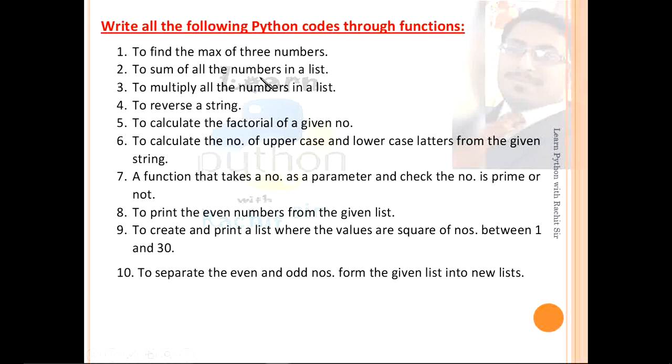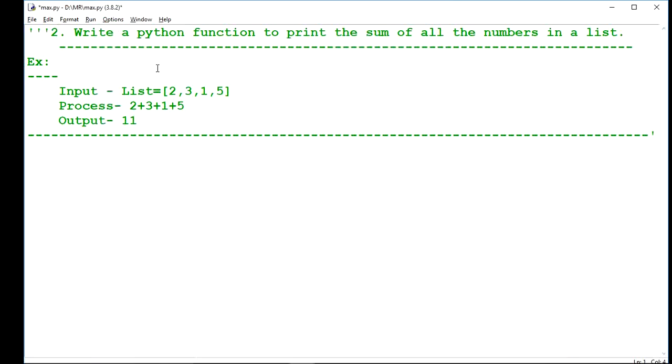To find the sum of all the numbers in a list. Example, suppose the user has input these 4 numbers and stored all 4 numbers into a list. This is the process. First of all it will take the first number, then add the second number and add the third number, then add the fourth number. 2 plus 3 is 5, 5 plus 1 is 6, 6 plus 5 is 11. So the output should come 11.